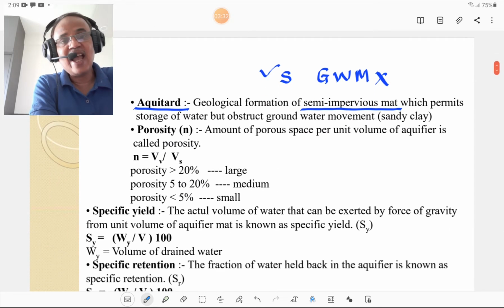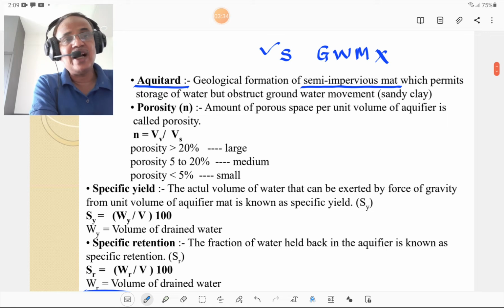And the last one is the aquitard. Aquitard is generally similar to aquiclude, and it is also a geological formation of semi-impervious material which permits the storage of water but obstructs the transmission, that is, obstructs the groundwater movement. Such a geological formation is made up of sandy clay.